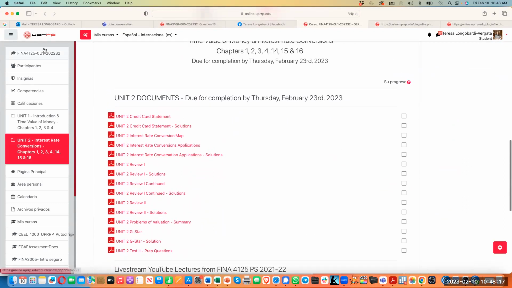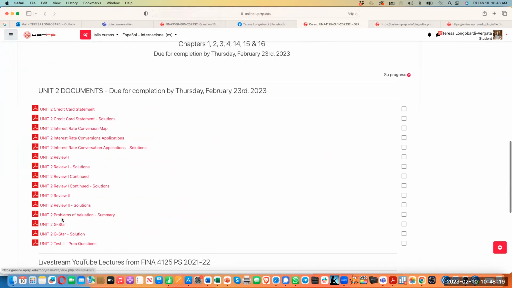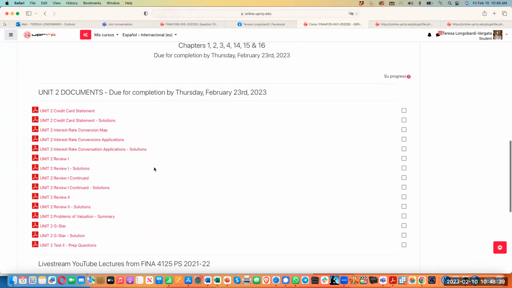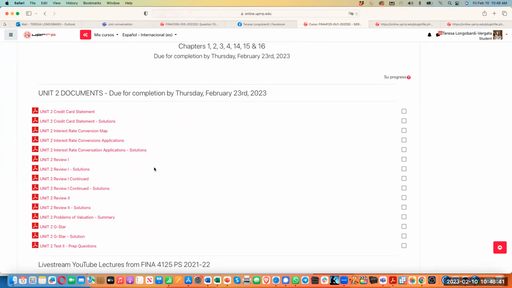So these are the additional documents. It's the same sort of problems, but with interest rate conversion. So you really need to focus on that for the next 2 weeks. I want to start here with review 1. I don't have any tests on here, but I want to show you a test, which is pretty much like review 1.